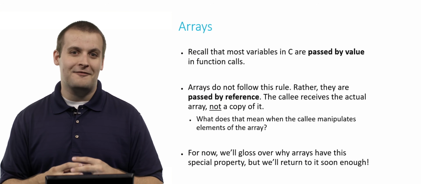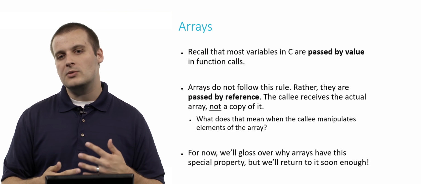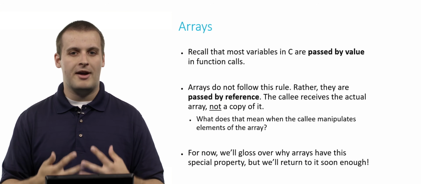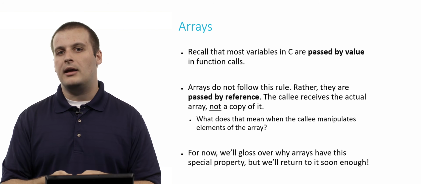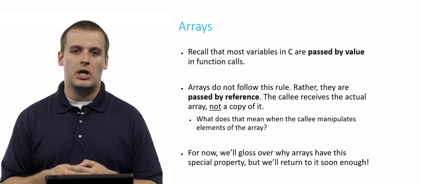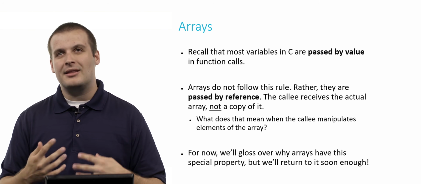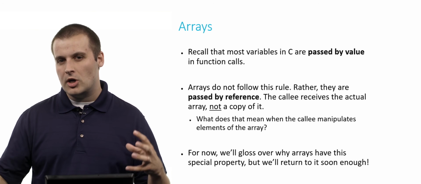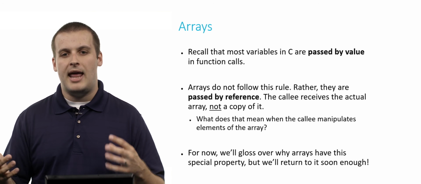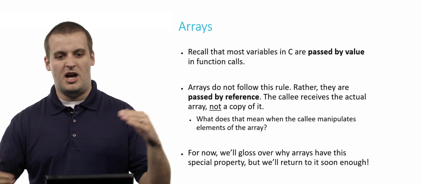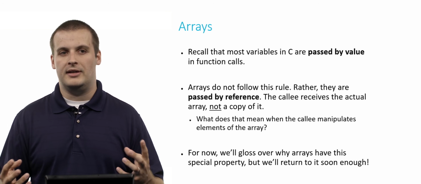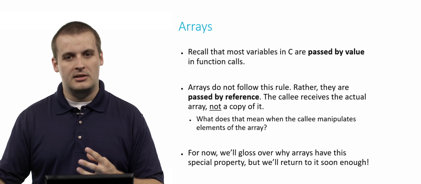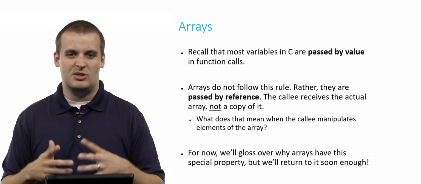Arrays, of course, do not follow this rule. Rather, what we call this is passing by reference. The callee actually does receive the array. It does not receive its own local copy of it. And if you think about it, this kind of makes sense. If arrays are really large, it takes so much time and effort to make a copy of an array of 100 or 1,000 or 10,000 elements that it's not worth it for a function to receive a copy of it, do some work with it, and then just kind of be done with the copy.